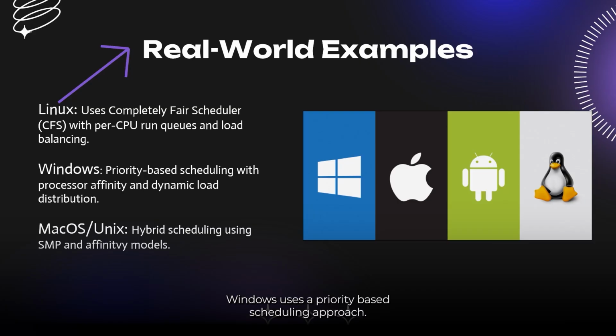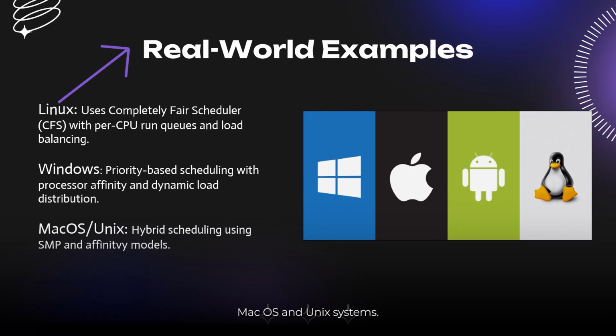Windows. Windows uses a priority-based scheduling approach. Here, tasks are given different priorities and the scheduler assigns them to processors accordingly. It also uses processor affinity, which keeps specific processes tied to certain CPUs to improve cache performance and efficiency.